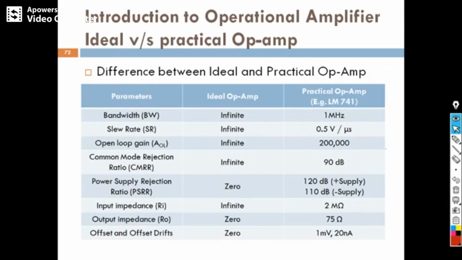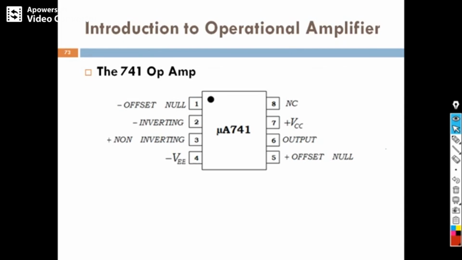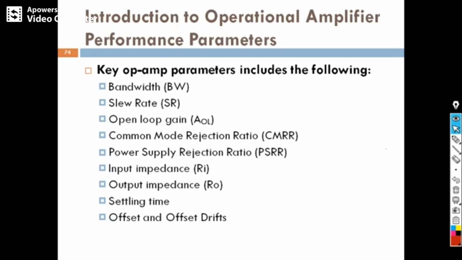Hello friends, welcome back. Now in this session you will see the performance parameters of our operational amplifier. As I said in the previous class, there are several parameters: bandwidth, slew rate, open loop gain, common mode rejection ratio, power supply rejection ratio, input impedance, output impedance, and offset and drift. Now we'll see them one by one. The first one is the bandwidth. In this example, we will take the operational amplifier 741 for our explanation purpose.